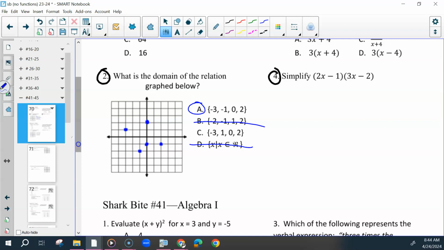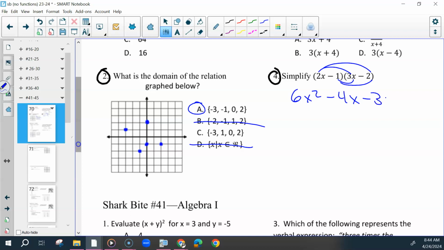For number 4, we need to distribute. Using the box method, double distributive, FOIL. However you did that, I'm just going to do it this way. If you want to do it a different way, that's fine. 2x times 3x would give us what? 6x squared. And then we have 2x times -2, so -4x.